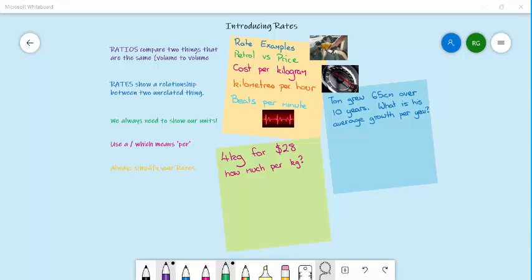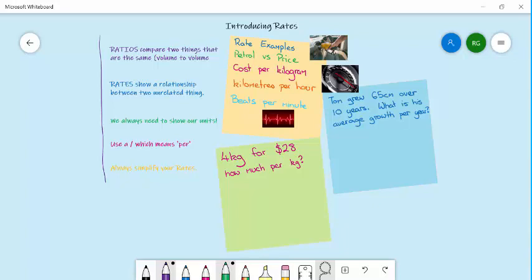Today we're going to be looking at introducing rates. Now we have been previously talking about ratios. I have a key number of points down the side here that it is a really good idea if you have a second look at once you've watched this video.